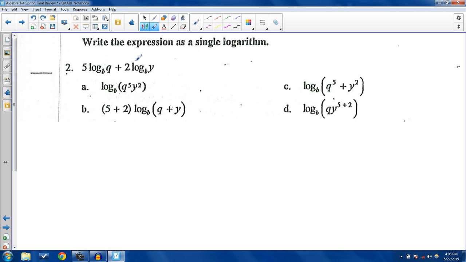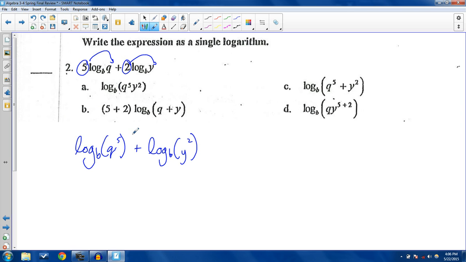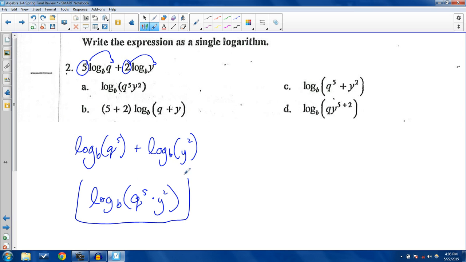Write the expression as a single logarithm. Now, when you're doing this, obviously, as they're saying, make it a single logarithm, and you're going to condense. So I'm going to work some properties into here. I'm going to take these values, this 5 and this 2 here, and put them in the exponents of their respective logs. This will make this log base b of q to the 5th power plus log base b of y squared. Now to write it as a single log after that, because they both share the same base, I can now condense these so that they are log base b of q to the 5th times y squared. And that is what happens when you condense it.